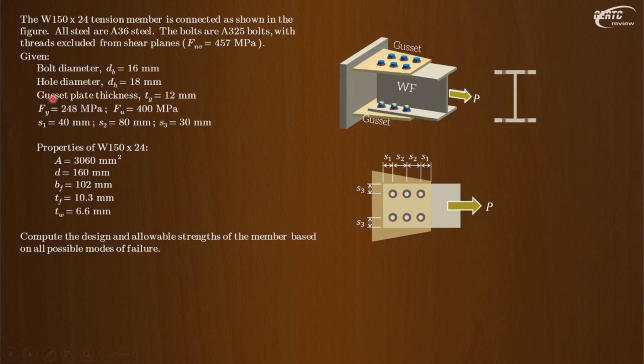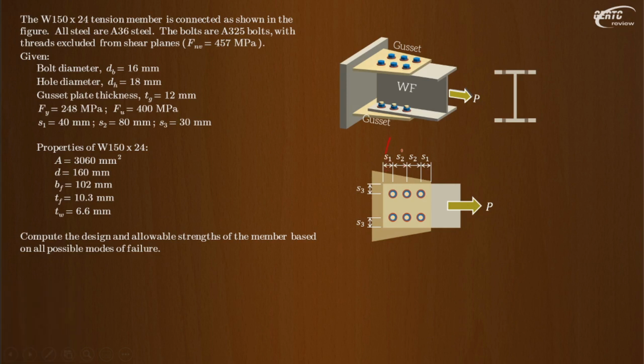Okay, these are the different data. So the bolts are A325 with threads excluded from shear planes. We will be discussing that later on, especially the code requirements. Okay, the bolt diameter is 16 mm. The hole diameter is 18 mm. The gusset plate thickness is 12 mm. Gusset plate, dalawa. And then our steel is A36, so your Fy is 248 MPa, and our Fu is 400 MPa. The distances S1 here, this S1 here is 40 mm.